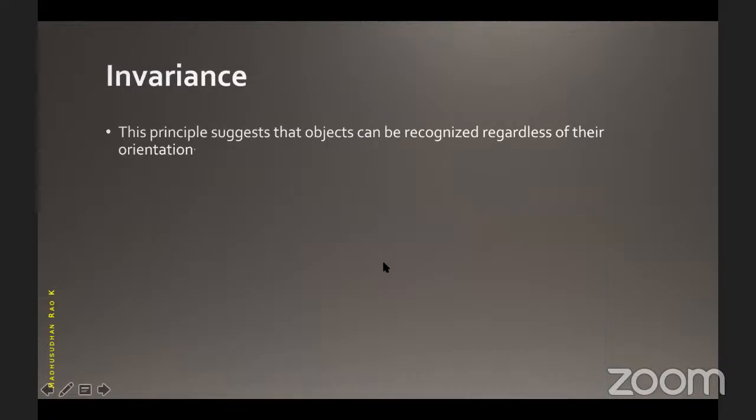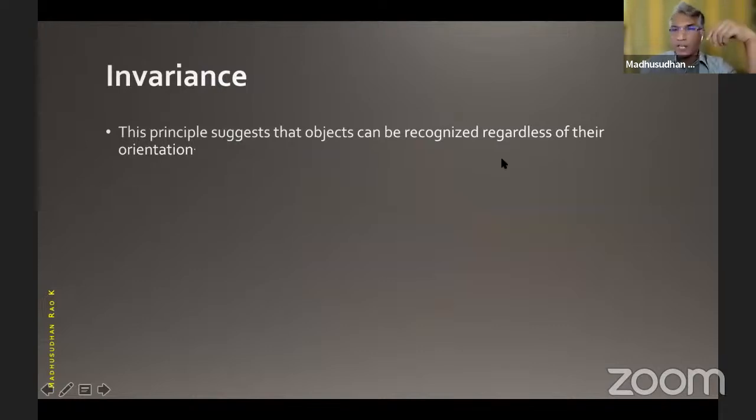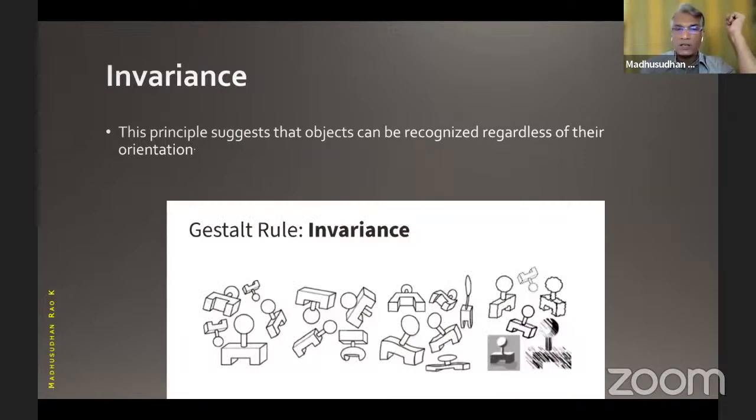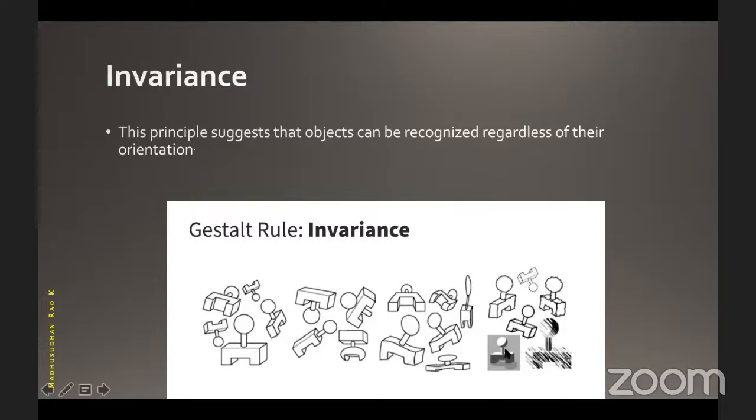Right. Now, invariance. The principle suggests that objects can be recognized regardless of their orientation. This is very important. You will be seeing this every day. What is this you see? One object kept in various directions, orientations, elevation, plan, top, everything, but you can identify it as a single object. Will you or won't you? No, sir. It is not a single object.